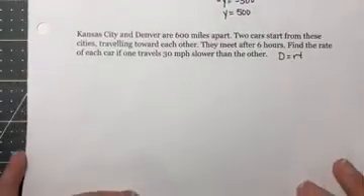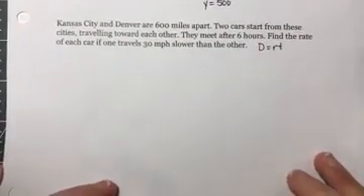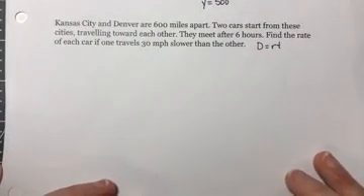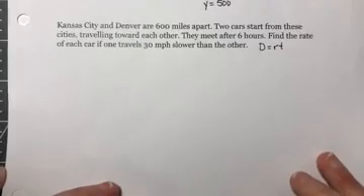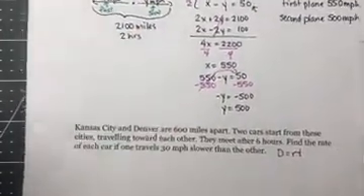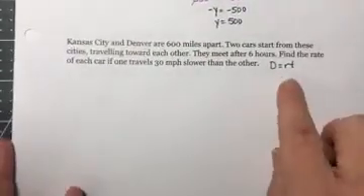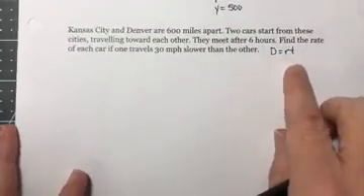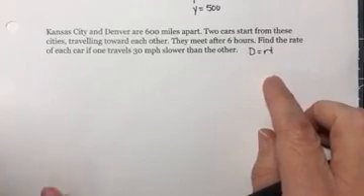On this problem, it's very similar, where our cars are still going in opposite directions, but they're traveling towards each other, where the last one was traveling away from each other. They work really the same way. We're still going to be using d equals rt, distance equals rate times time. So let's look at the problem.